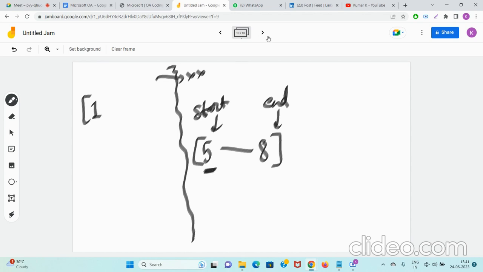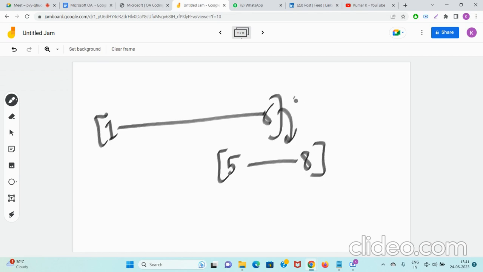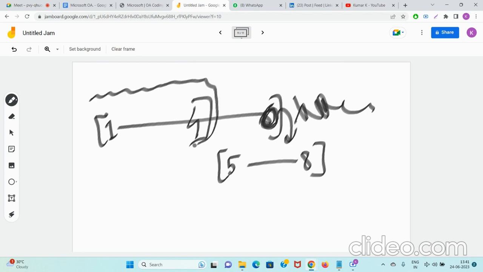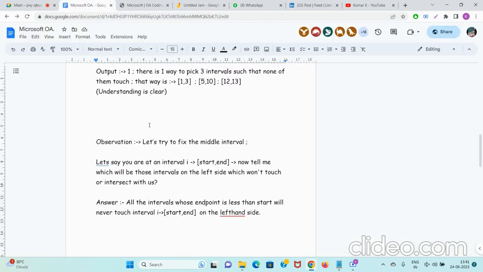अरे कॉमन सेंस है. If your current interval is like this 5 to 8 and from left there is an interval from 1 to 6, then this is touching. This is wrong. We don't want the touch. This should not be 6. This number should be less than 5, at least 4. So when a guy on the left hand side is having the end number less than 5, less than the start pointer of your current interval, only then it is valid. Only then it will not touch you. That's what I was trying to explain here.